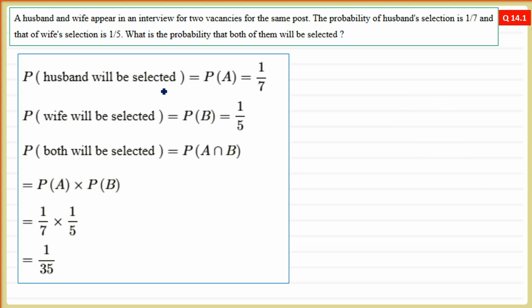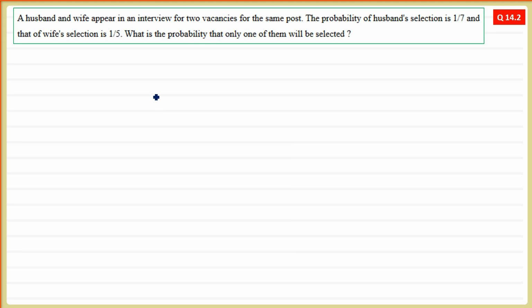So husband will be selected is the first one. Second one, wife will be selected. So we are calling it H and W, and both will be selected means intersection will be taken, and the independence of the events makes it just multiply the two probabilities of being selected. Now we are doing the same scenario because it is 14.1, 14.2, 14.3.